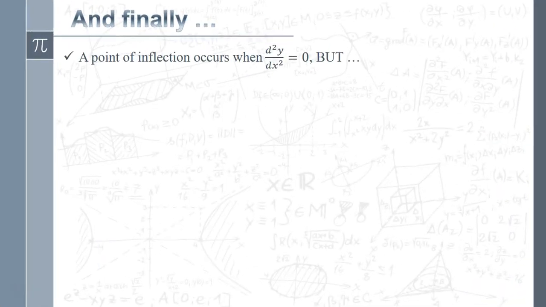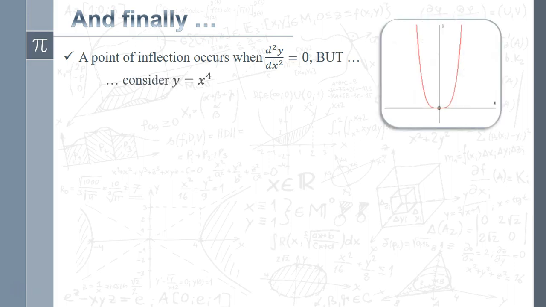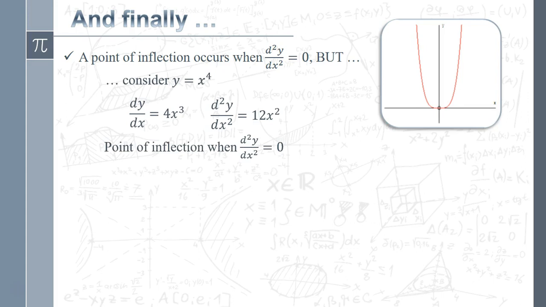Final thing to look at. We have said that a point of inflection occurs when d squared y over dx squared equals 0, and that is absolutely true. But let's have a look at this curve here. We've got y equals x to the power 4. If I differentiate that, first differential 4x cubed, second differential 12x squared. We've got a point of inflection, apparently, where d squared y over dx squared equals 0. So when does that happen? Let's put 0 equal to 12x squared. That gives us x equals 0.